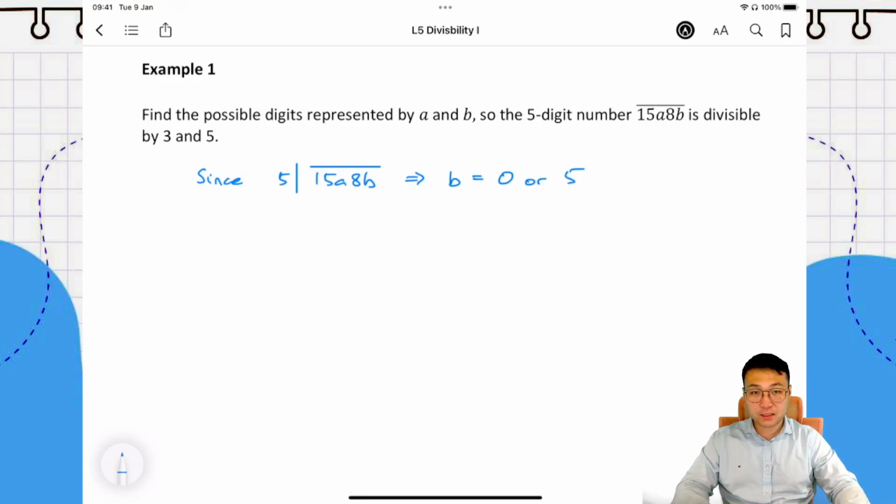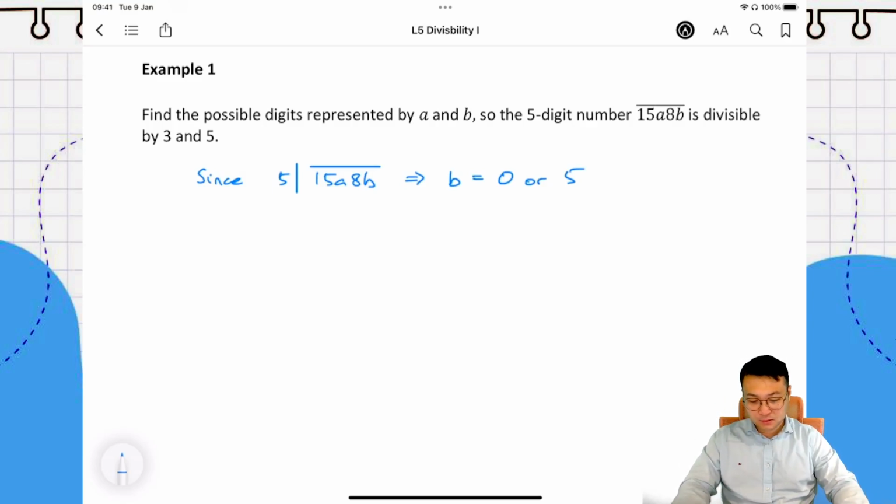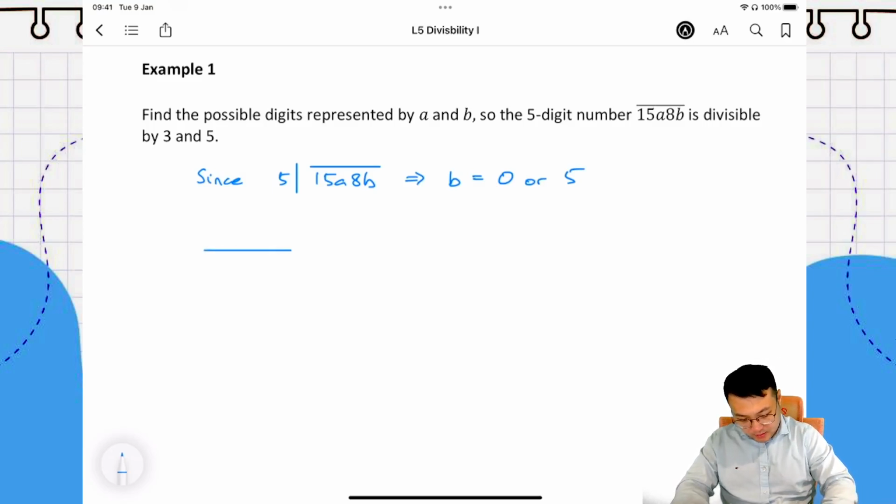Students, you realize that multiples of 5 always finish in a 0 or a 5. I say 25, 30, 35, 40, 45, 50. They either end with a 0 or a 5, right? So we know that B must be 0 or 5. So let's look at scenario number 1.